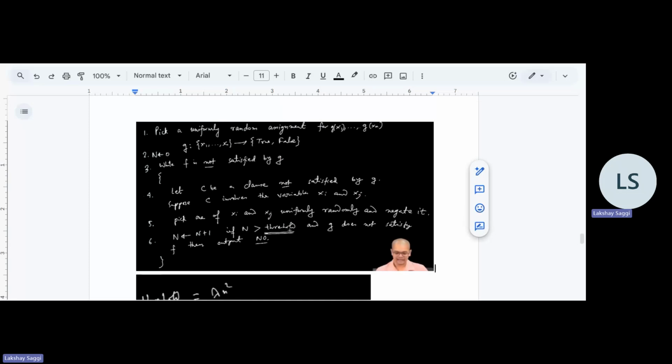And now you keep repeating this process for something like n times, where n is some kind of a threshold. If you have repeated this process for some threshold number of times and still you are not able to find a satisfying assignment to the two-set formula, then it is very likely that the initial formula is not satisfiable.